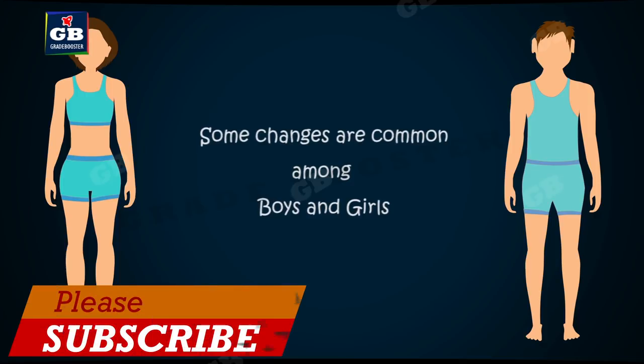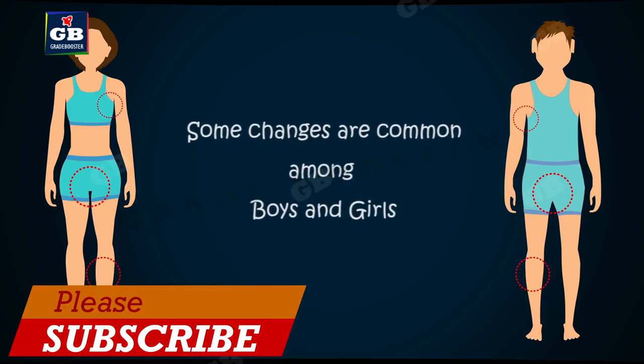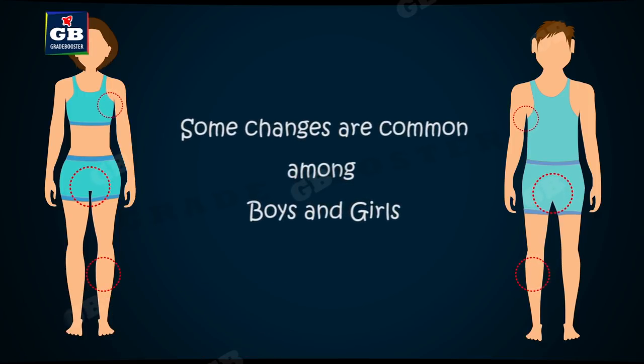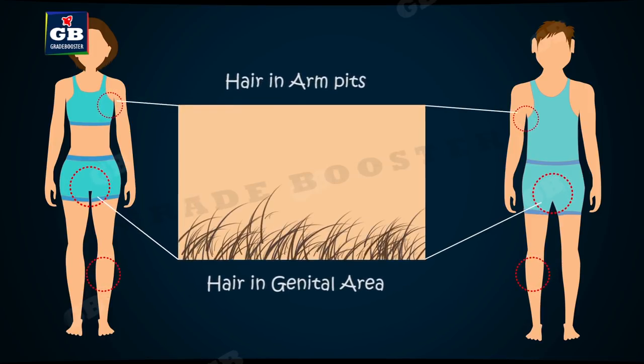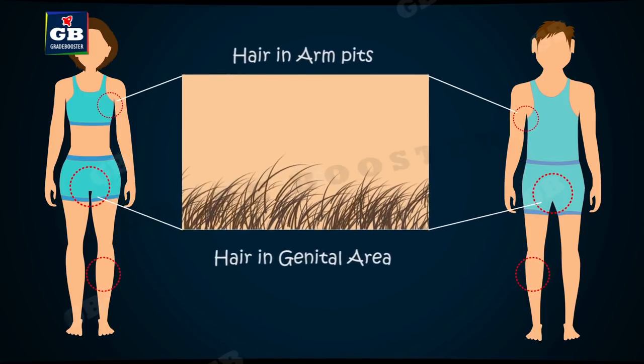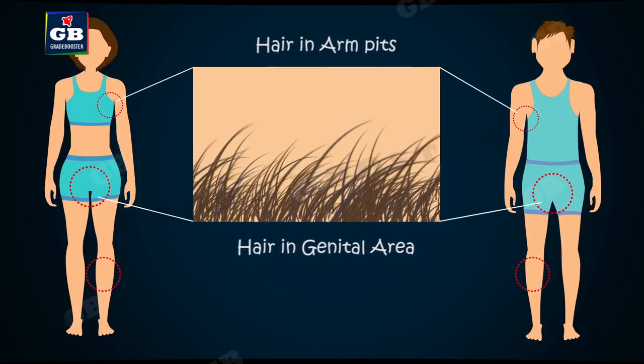Some changes are common in both boys and girls, like thick hair growing in new parts of the body, such as armpits and the genital area between the thighs, which can also become darker in color.